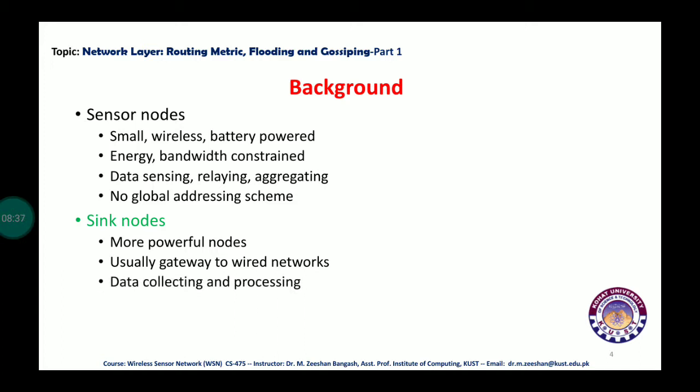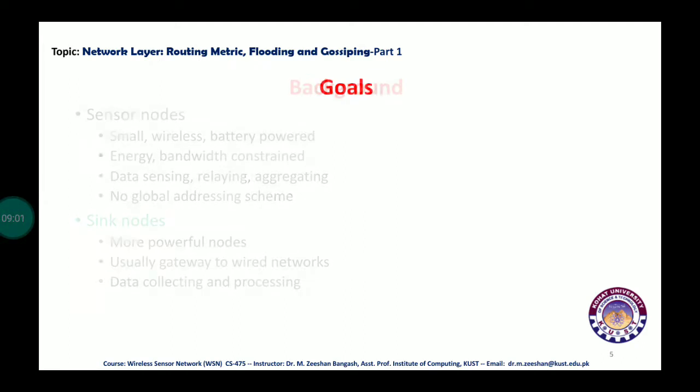These sync nodes usually provide the gateways. They are either connected to the internet or the wired network, and they are basically the main data collection point from where maximum processing is performed, because they are rich in energy, computation and memory. So we already know that.